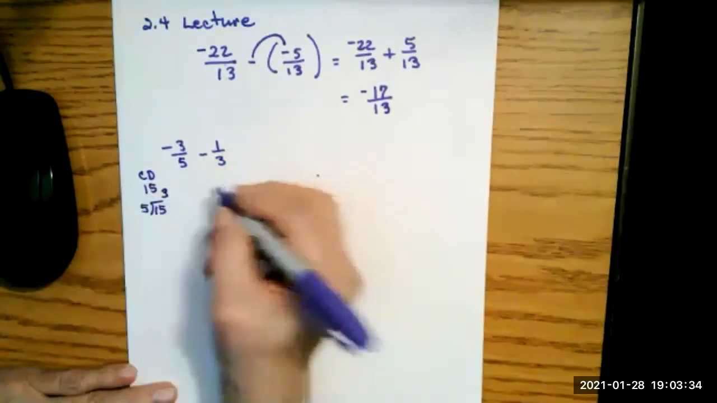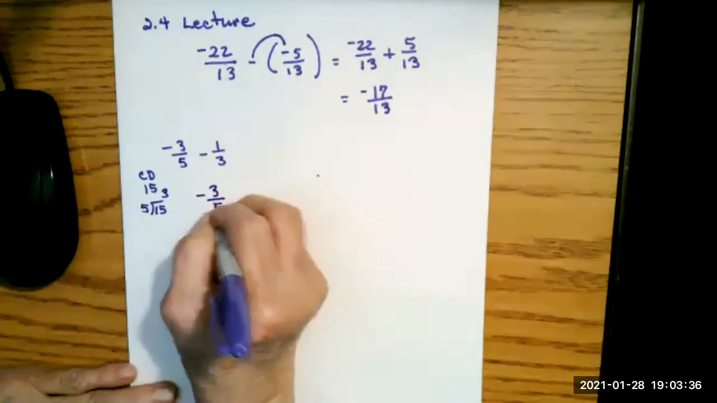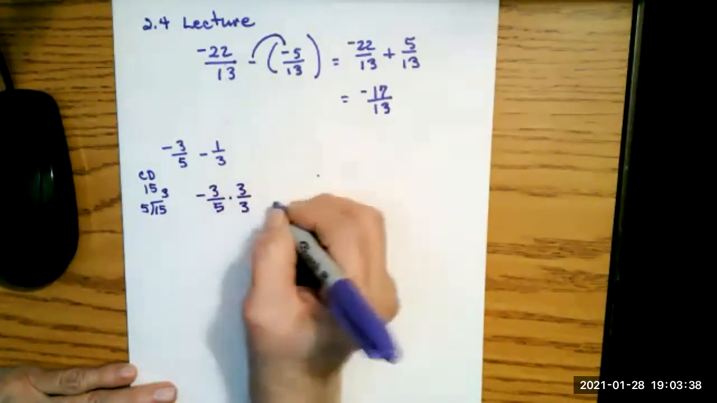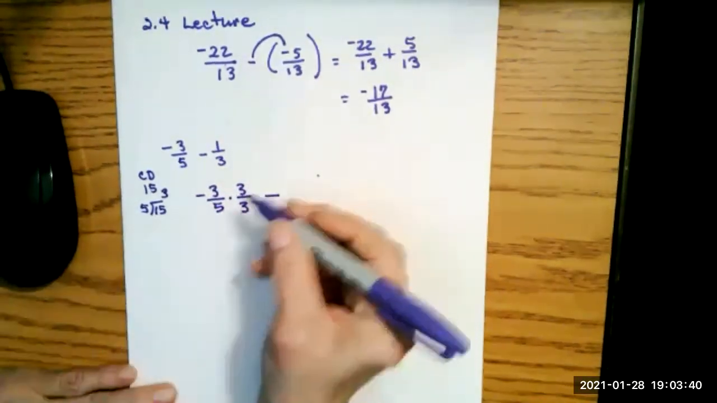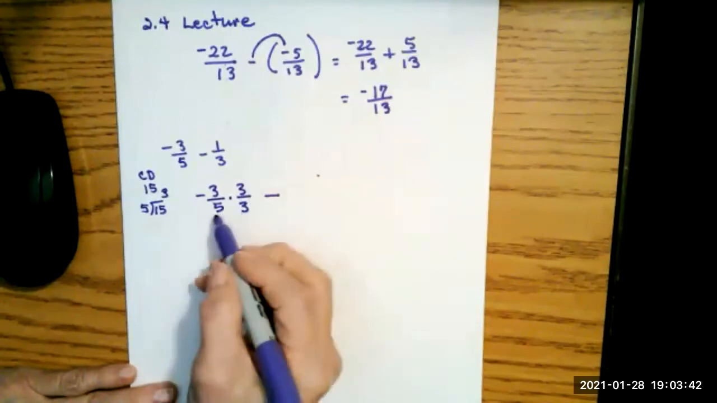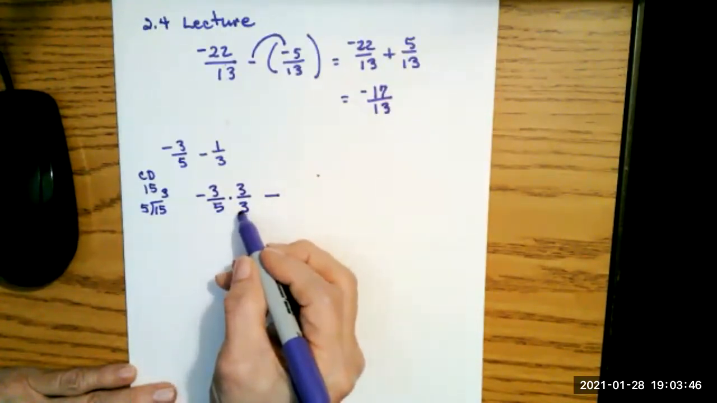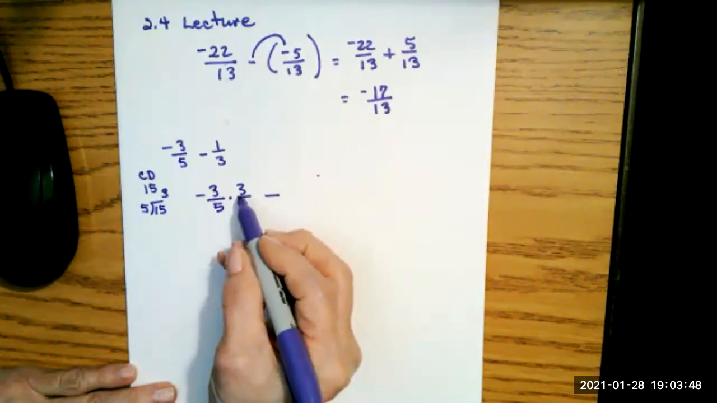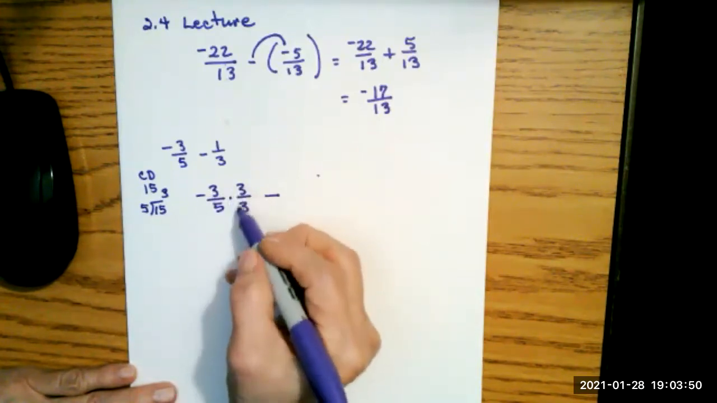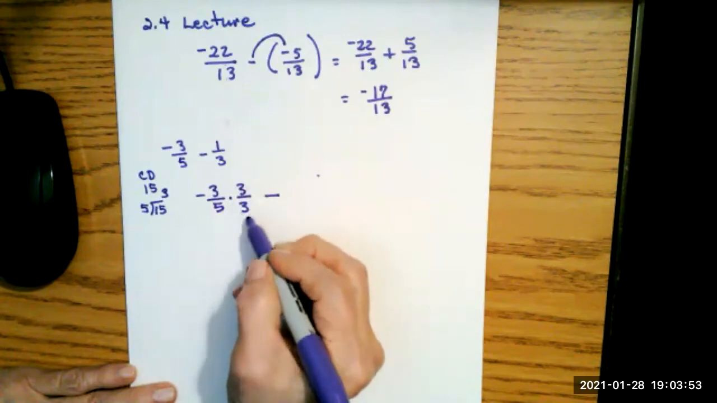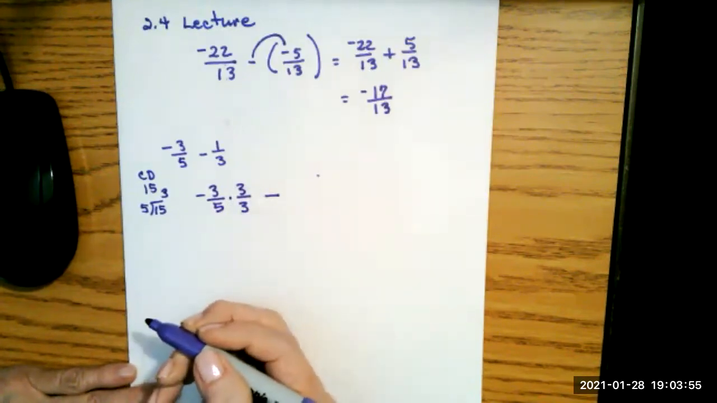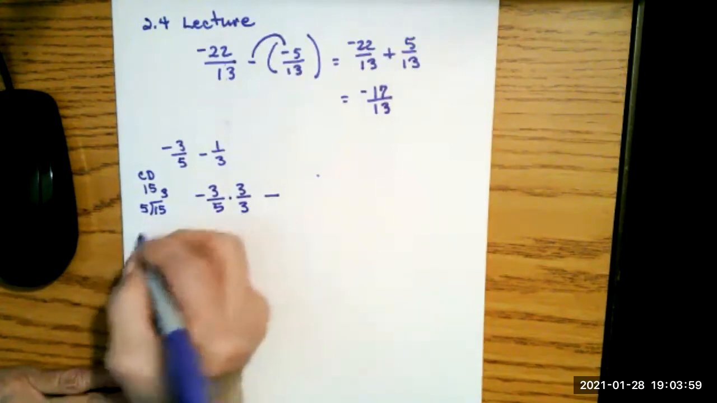So I'm going to take my 3/5 and multiply it by 3/3. That's called need over need. That's what I need to multiply by to get a 15 in the bottom. If I multiply 5 by 3 to get my 15, I have to multiply the top too, because this is really just a form of 1. And 1 times any number doesn't really change it. So that's how we can get away with doing that.